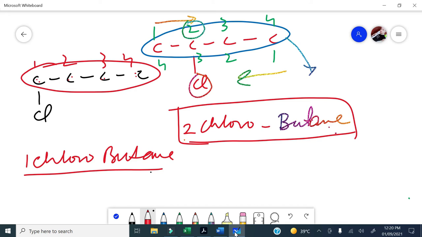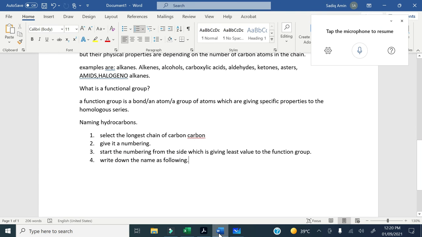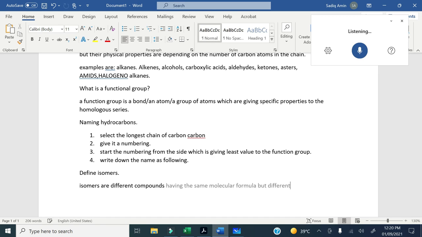Okay, now 1-chlorobutane and 2-chlorobutane have the same molecular formula, and the molecular formula is C4H9Cl. That's the molecular formula, but their structure is different. So such compounds which have the same molecular formula but different structural formula are called isomers. Define isomers. Isomers are different compounds having the same molecular formula but different structural or displayed formula.